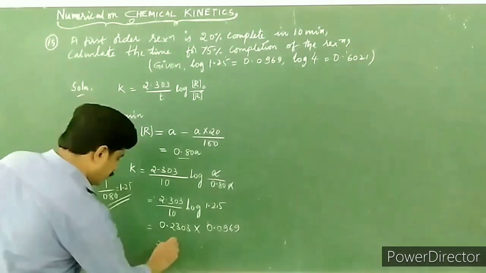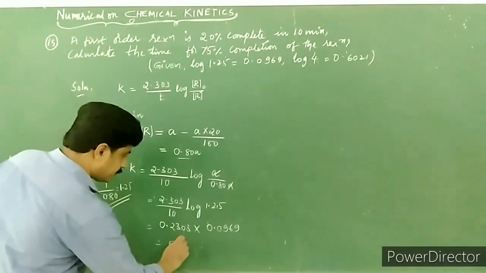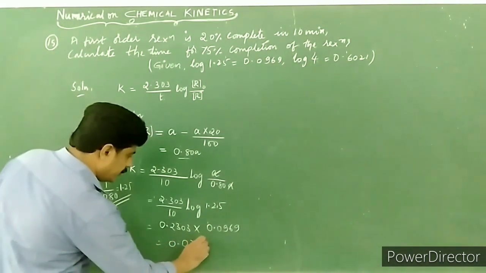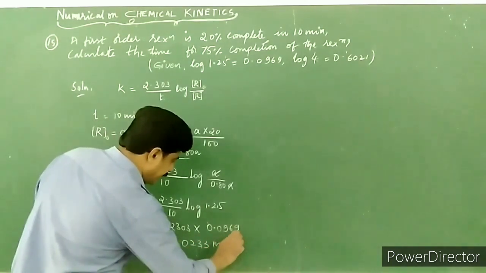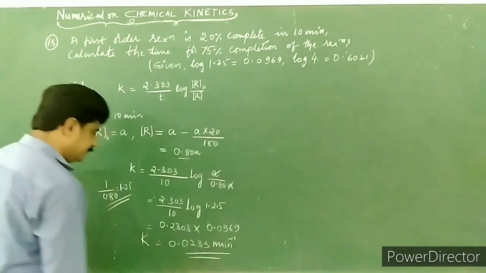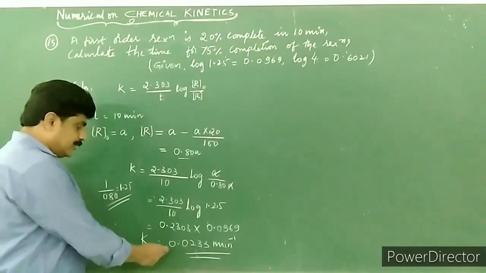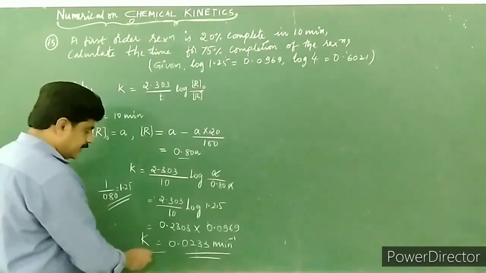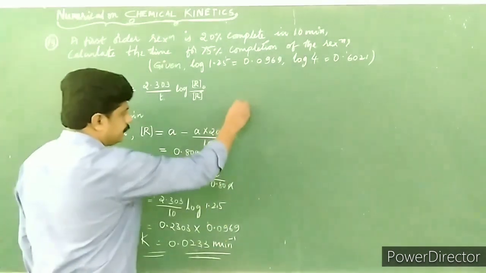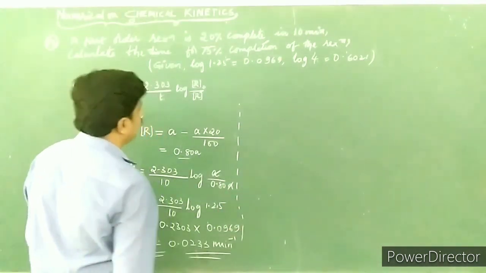Now that would be equal to 0.0233 per minute, because it's a K value. So K value is equal to 0.0233 per minute. So you got the K value here. Now let me take up the second part.